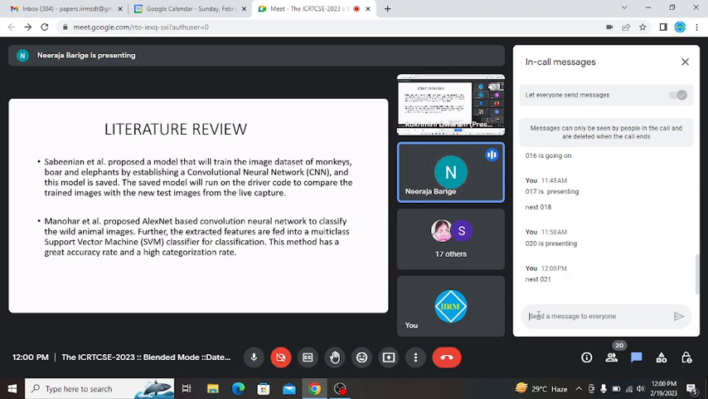Literature review. Sabinine et al. proposed a model that will train on the image dataset of different animals using a convolutional neural network algorithm, and it will save the model. This saved model will run the driver code to compare trained images with the new test images from the live capture. Manohar et al. proposed an AlexNet-based convolutional neural network to classify the wild animal images. Further extracted features are fed into a multiclass support vector machine classifier. This method has great accuracy.